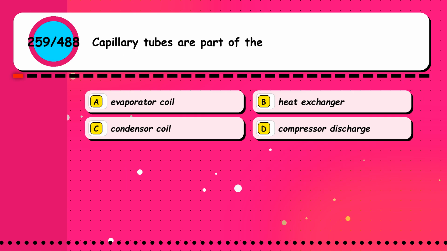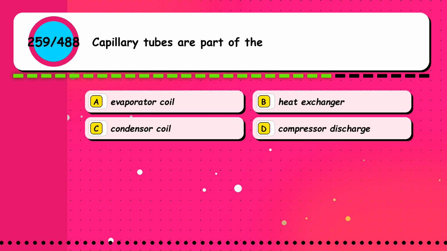Question 259. Capillary tubes are part of the: option A, evaporator coil, option B, heat exchanger, option C, condenser coil, option D, compressor discharge.